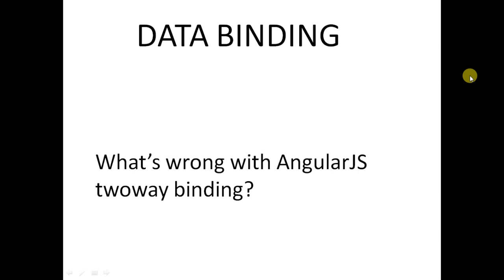Now, what is wrong with AngularJS two-way binding? In AngularJS, data changes on the view automatically update the underlying data, which also triggers an update of the view. In other words, AngularJS uses two-way data binding under the hood. Although having two-way data binding in forms simplifies coding, using it to bind values in various application scripts may substantially slow performance in large applications.